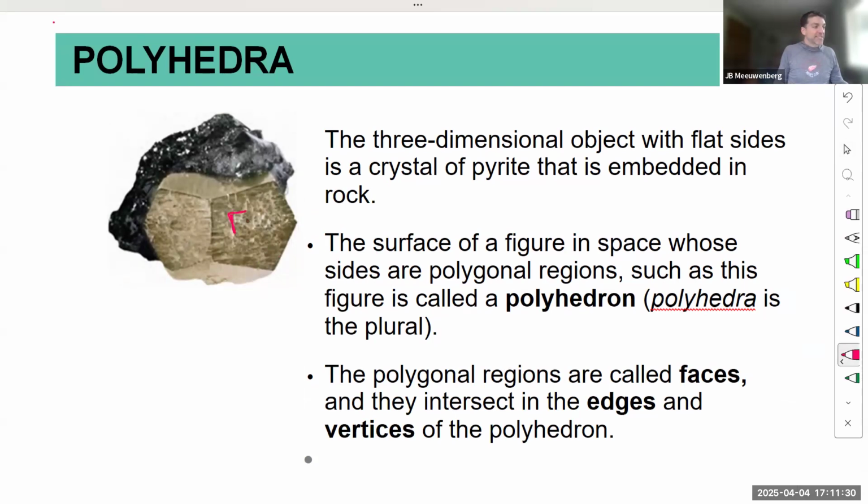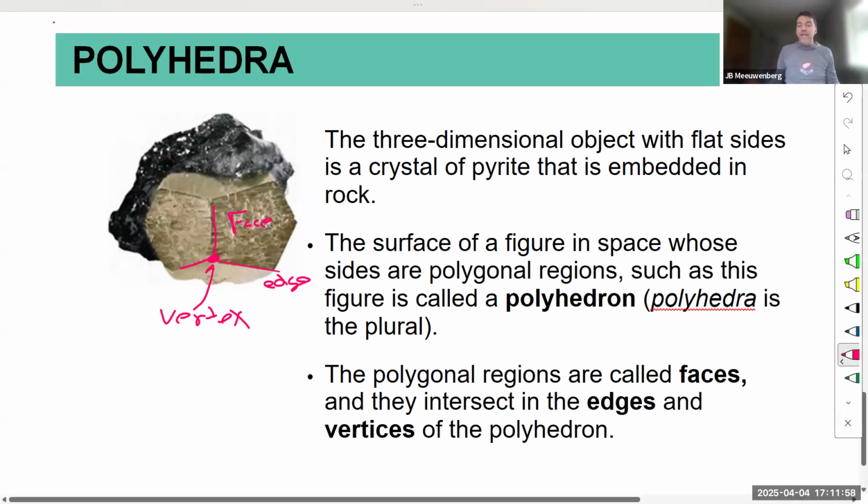So again, this is a face. This right here is going to be our edge. And where two edges, actually three edges, intersect, that's going to be a vertex. Or again, plurals, vertices. And the polyhedron itself is just the exterior, but when we look at the union of all of its interior, then we call it a solid. That is an interesting fact that not a lot of people recognize.